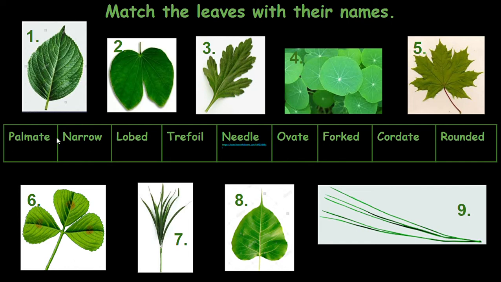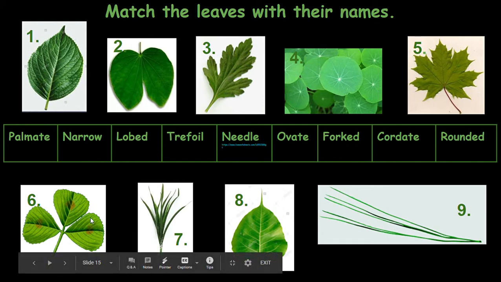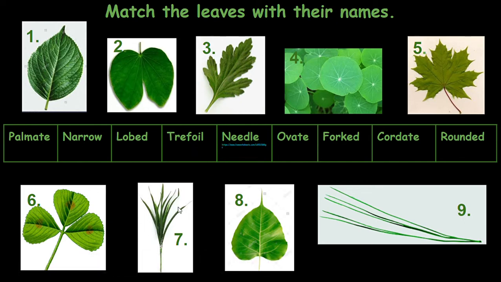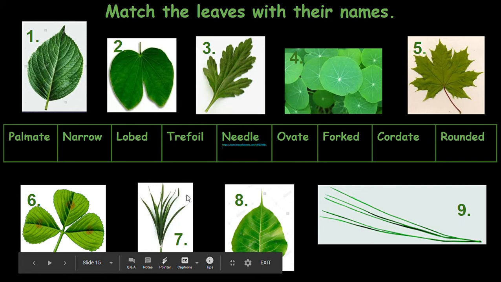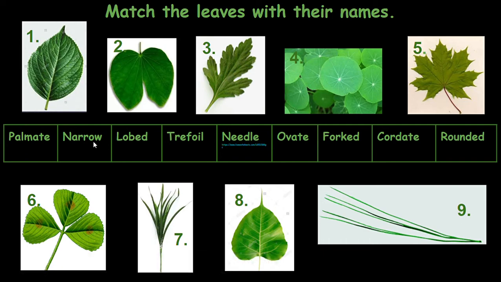Palmate. Let's look at this. How many foils does it have? Yes, it has three foils. That's why it is known as trefoil. Now look at this. Is it broad? No. Is it wide? No. It's long, slender, and narrow. That's why we call it a narrow leaf.